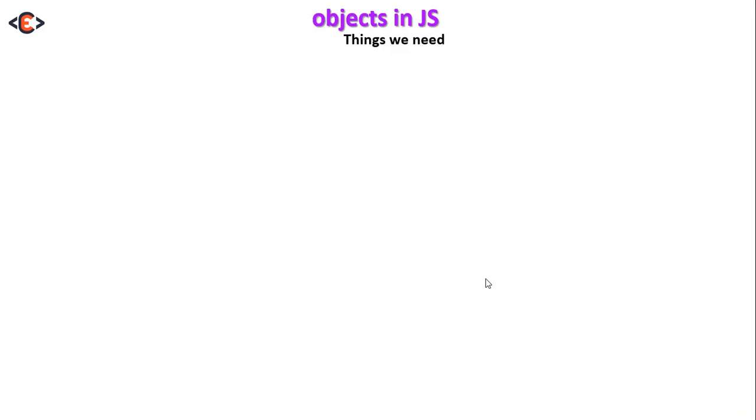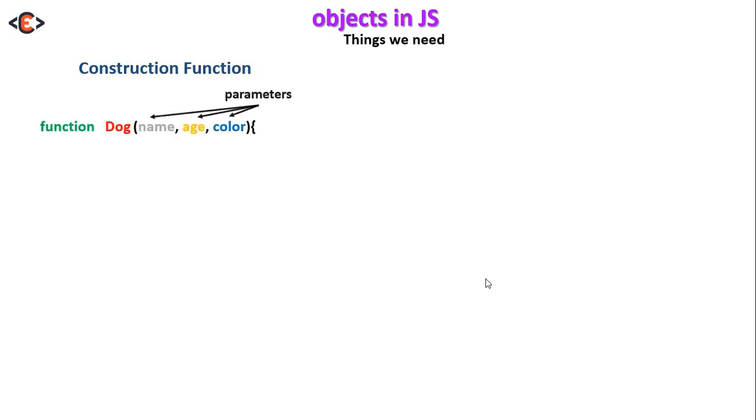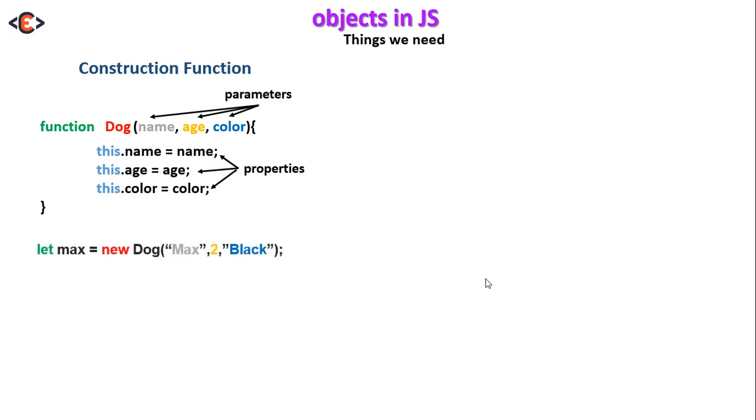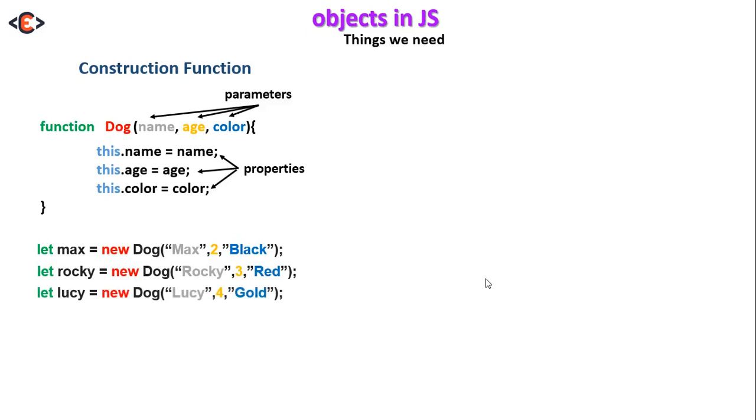There are different ways to create objects in JS. One of them is using a constructor function. For example, we see function, then the name of the constructor function. Here are the parameters, and these are the properties and methods. Now to create an instance of Dog, we use the new keyword. For example, let max equal new Dog, the constructor function, and then the argument. We can create a lot of instances of Dog this way.